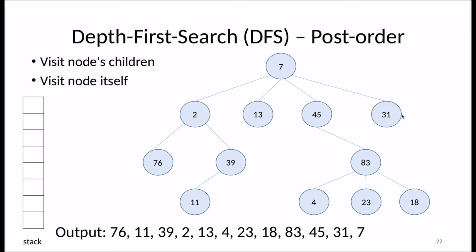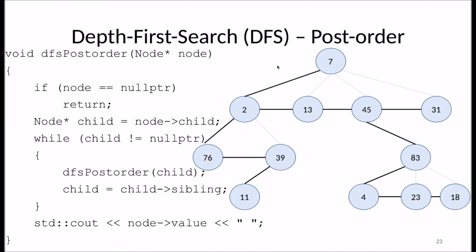And then go down to 31 and 7. Let's see how we can implement this. Now this is implemented using a recursive function call. So I basically use the call stack as a stack instead of using an explicit data structure. So I have a function, depth-first search post order.